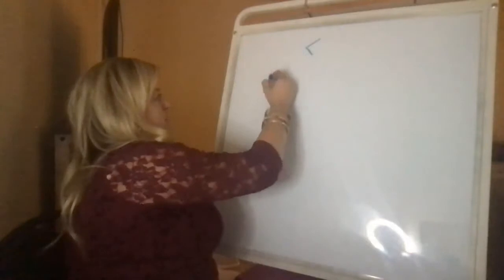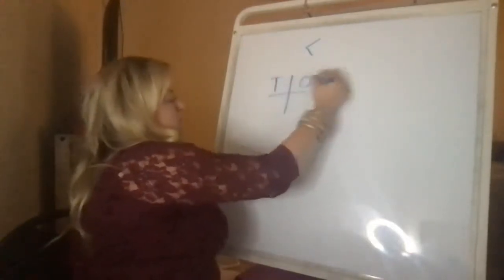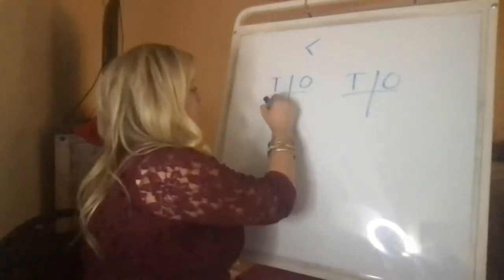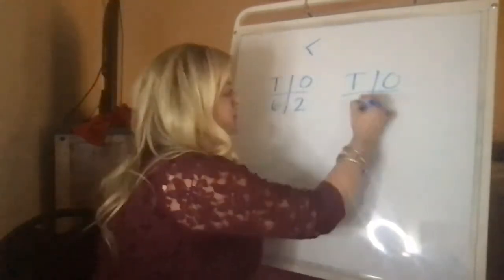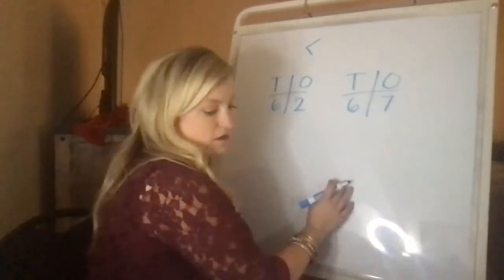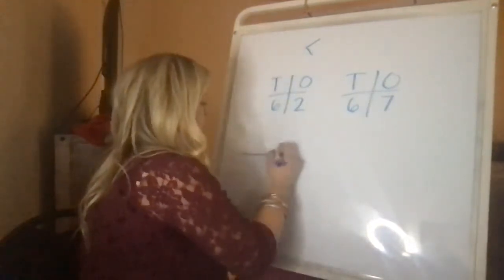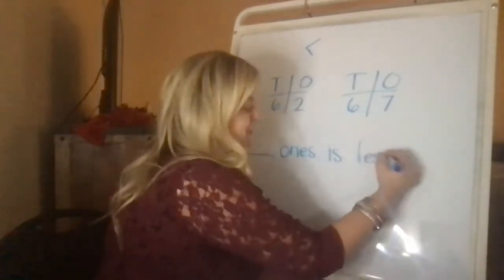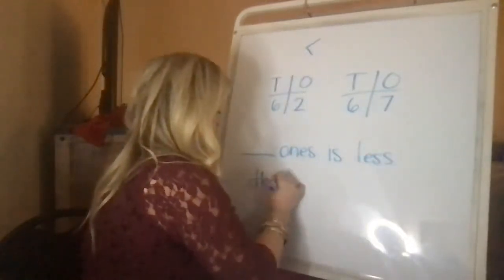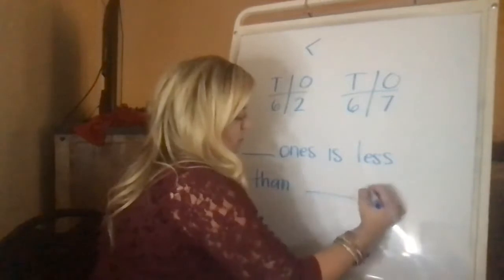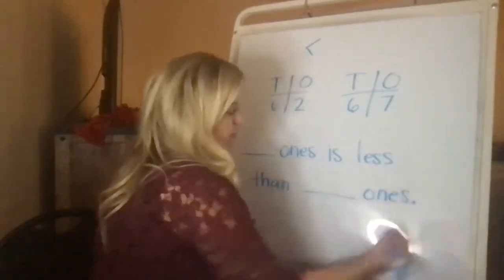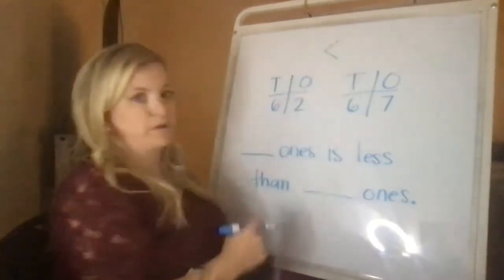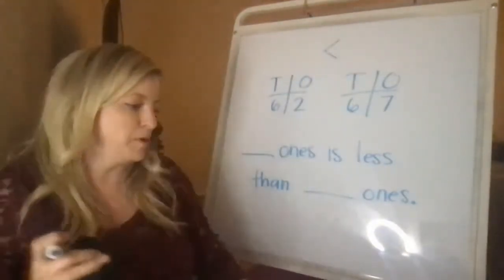So we'll start out with tens and ones. And the first number is 62 and 67. So blank ones is less than blank ones. And then you're going to write this number up here. You're going to write them up there. I flipped it from the book.